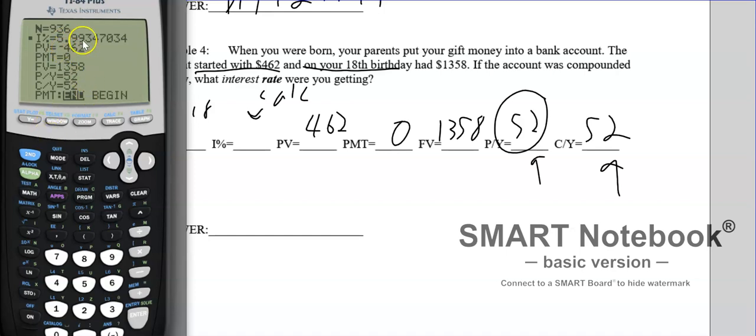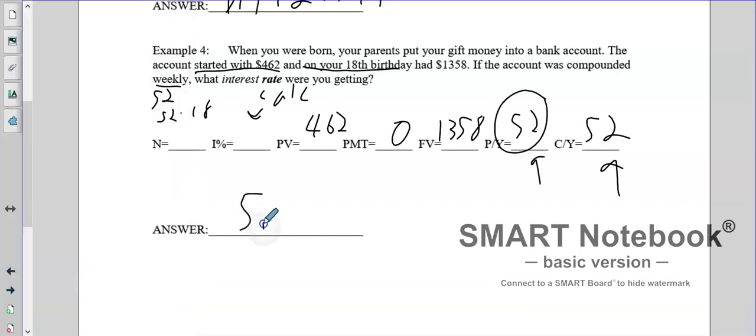And so we get 5.99. Always go out 2 places. So that's 5.99%. And we're going 2 places because if we rounded, this would make it go to 6, and we want to have a decimal, so we put 5.99%. That's it.